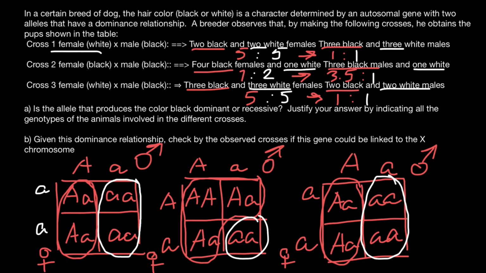And also now you know that if we take a look at the ratio of males and females for a certain trait, if it is equal, then it is not an X-linked trait. So we can say that this is an autosomal trait.